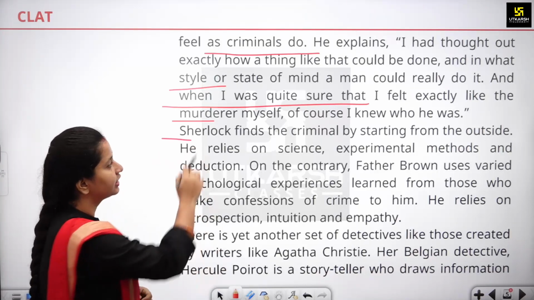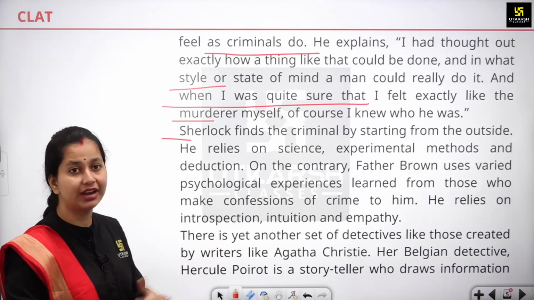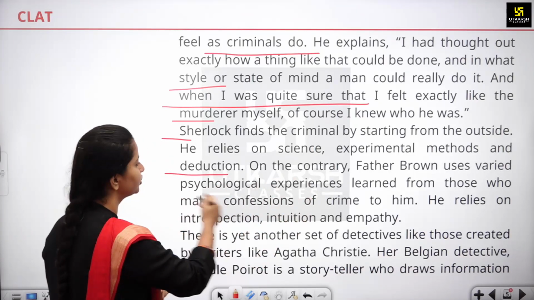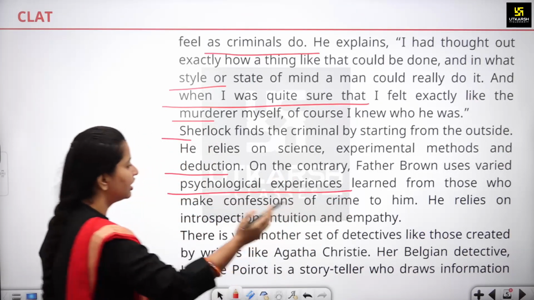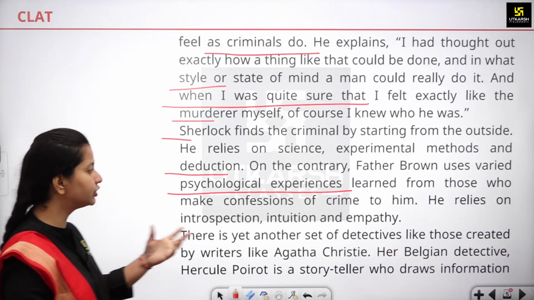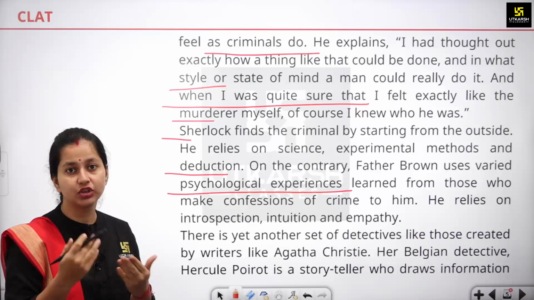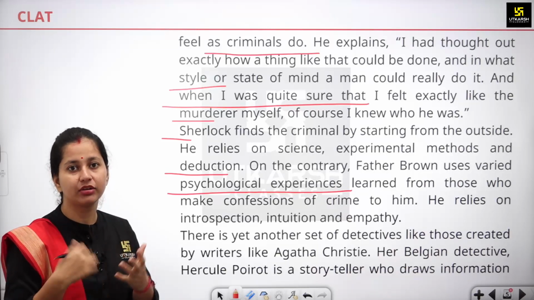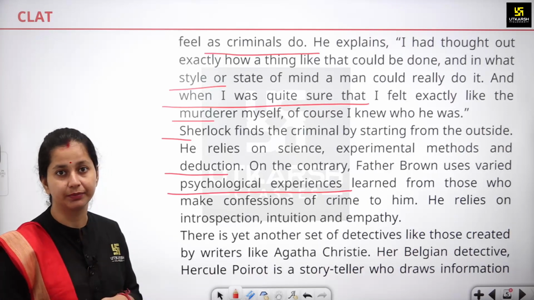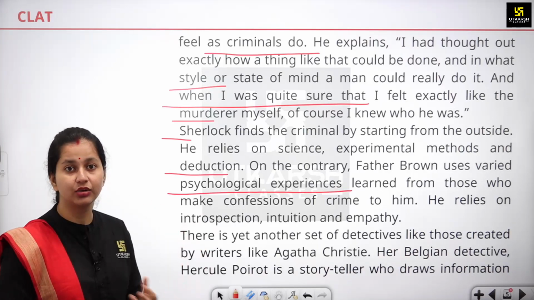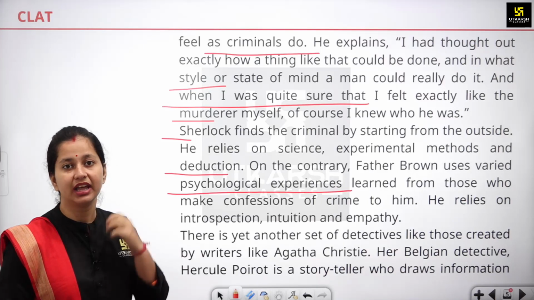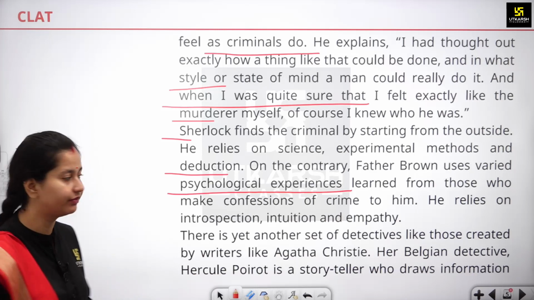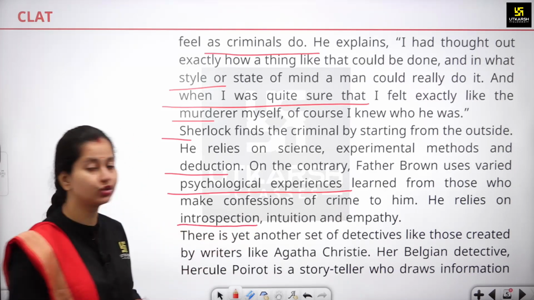Now Sherlock finds the criminal by starting from outside. He relies on science, experimental methods, and deduction. On the contrary, Father Brown uses varied psychological experience learned from those who make confessions of crime. Confession means when you tell about some crime that you have done yourself. The mistakes that you have made, when you acknowledge that mistake to someone else, that is called confession. He relies on introspection, intuition, and empathy.